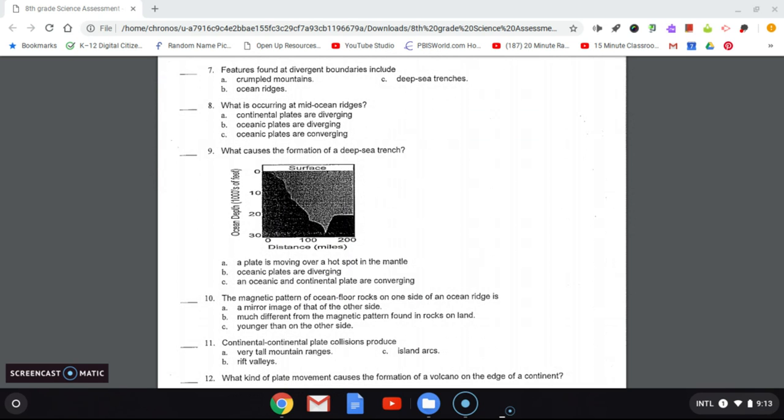Number 8, what is occurring at mid-ocean ridges? A, continental plates are diverging. B, oceanic plates are diverging. Or C, oceanic plates are converging.